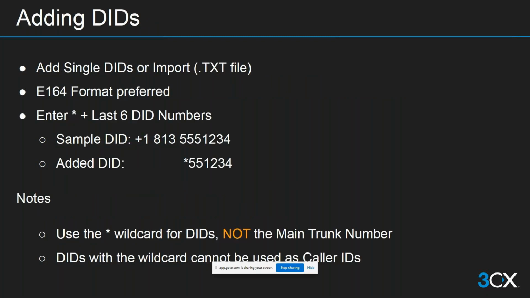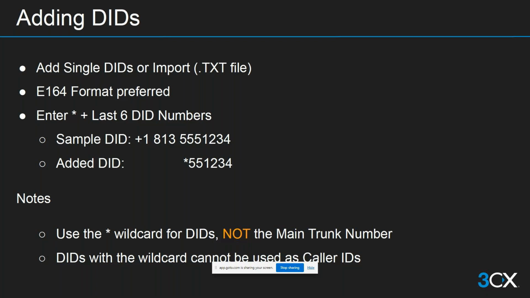Adding DIDs: add single DIDs or import. You can add single DIDs in the attachment of a SIP trunk, we will see that afterwards. I have 2 DIDs that I can add, or you can import them in that section as well via text file. E164 format is preferred.